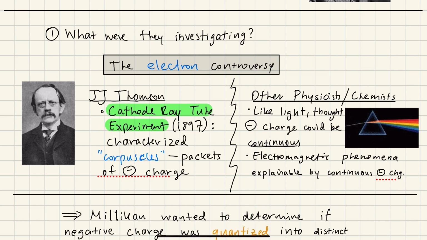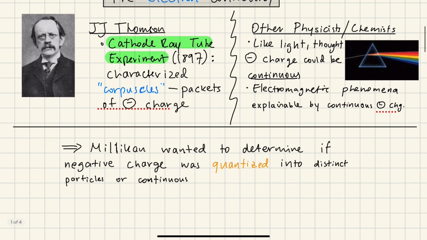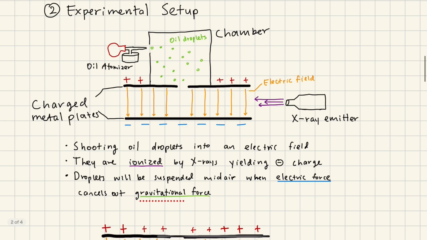And so, to help resolve this debate, Millikan wanted to determine if negative charge was quantized into distinct particles, like the work of Thomson suggested, or whether negative charge might be continuous, like people thought light was. So, how did Millikan test this?